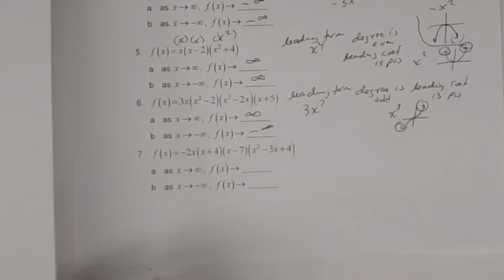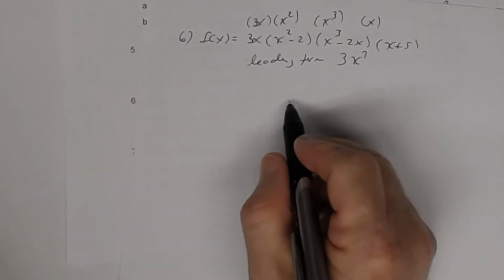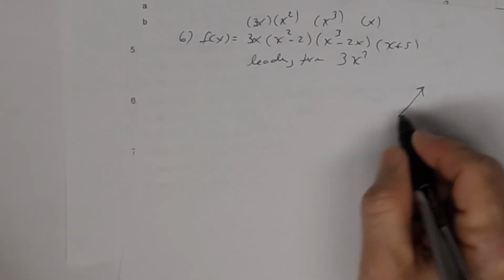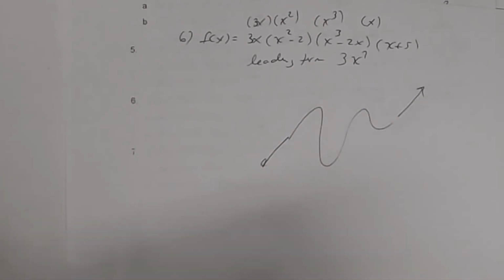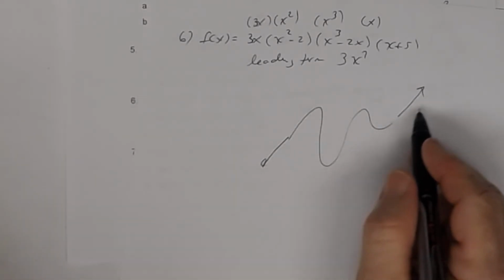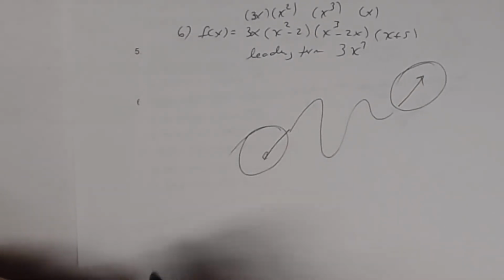So remember, I know that my degree is odd. So on the right, it's going to rise, and on the left, it's going to fall. And somewhere in between, it'll do something like this, right? I don't care what happens here. For these problems, I'm only interested in those end behaviors. What happens on the right? What happens on the left?